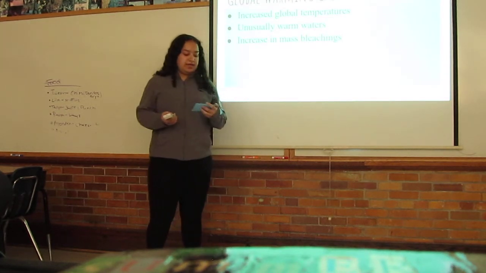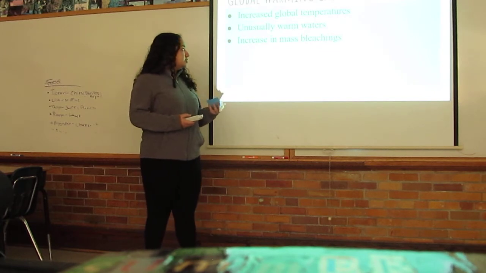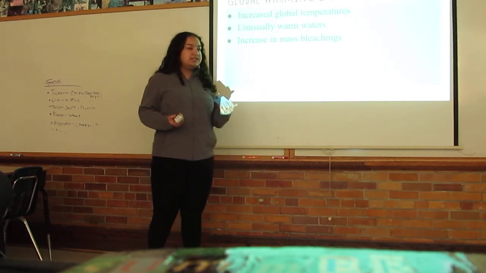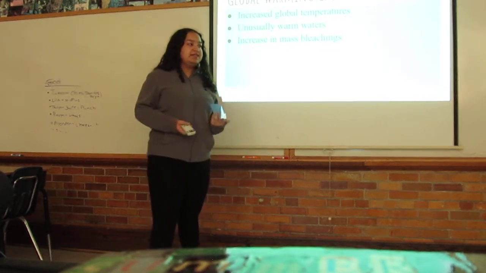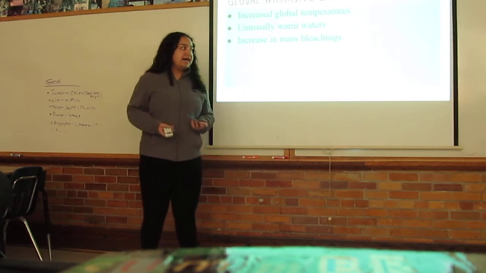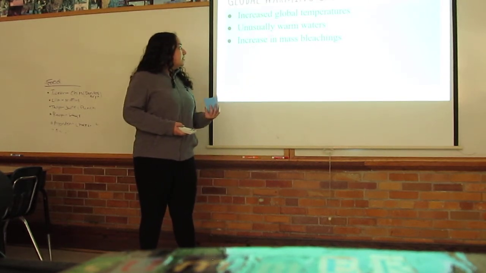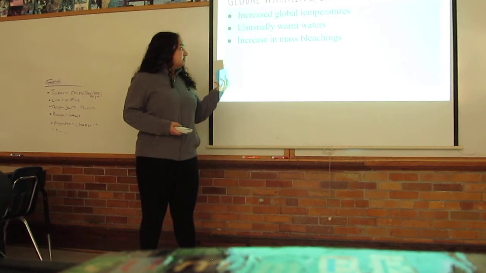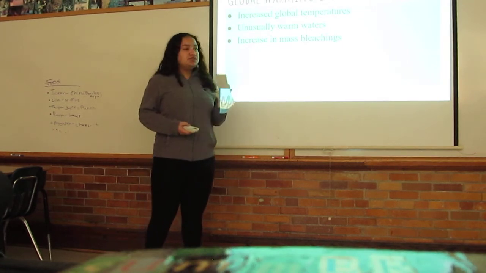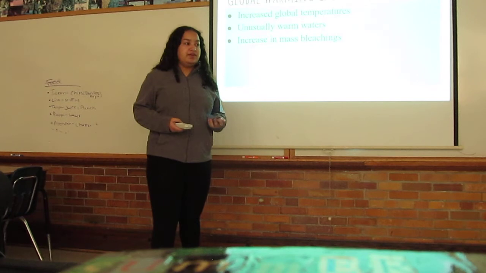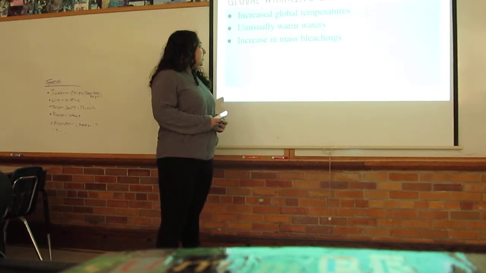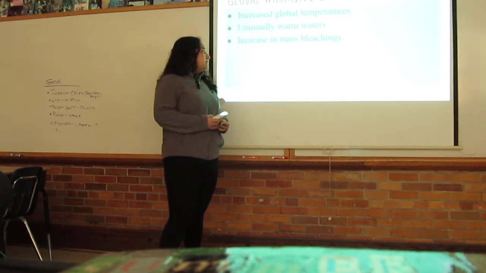Global warming. So global warming has caused increased global temperatures. Global warming is caused by pollution, human activity, and the buildup of greenhouse gases in the atmosphere. Global warming causes global temperatures to increase, and that causes unusually warm waters surrounding the Great Barrier Reef and reefs all over the world. And then the warm waters cause mass bleachings.